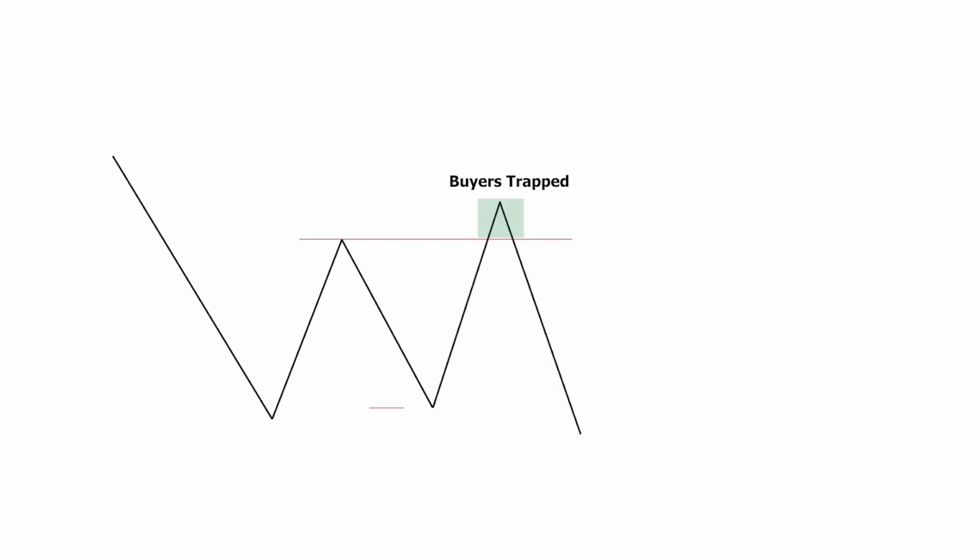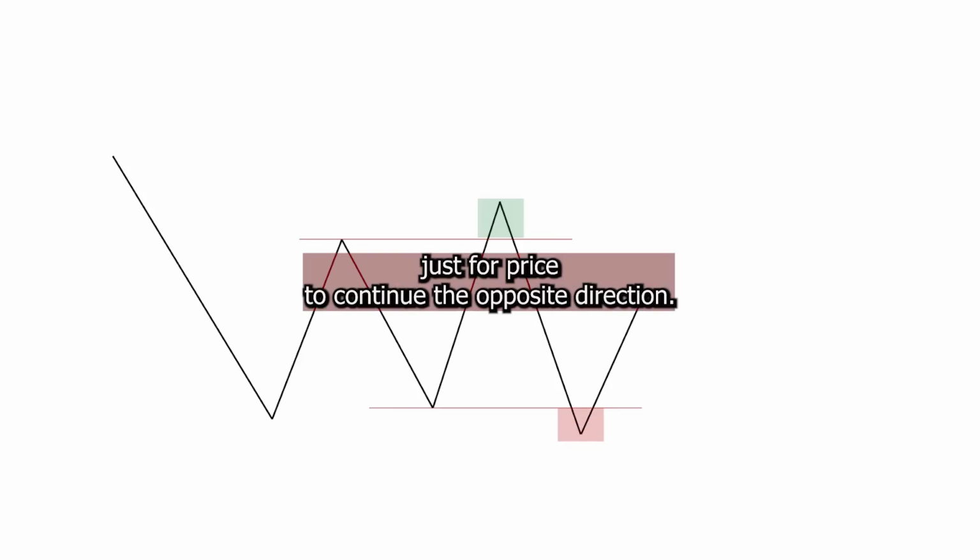So now look at this swing low. What do you think retail traders are thinking? They're thinking that price is going to continue to the downside. And now sellers are coming in the market just for price to reverse and come back inside of the range. So now what happened? Sellers been trapped just for price to continue the opposite direction.